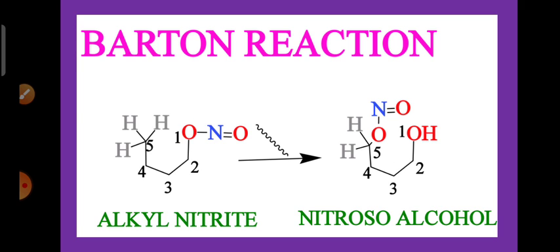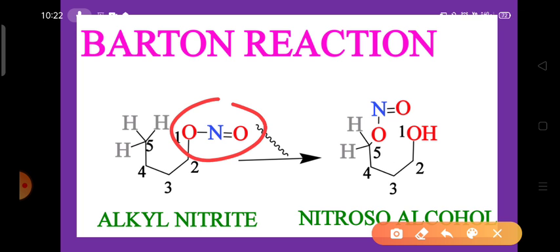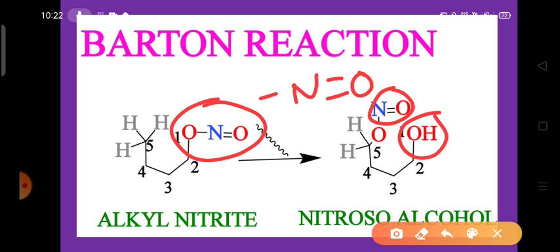Alkyl nitrites are the compounds in which ONO linkages are present. Such compounds are known as alkyl nitrites. We have to know that the NO group, N double bond O, is known as the nitroso group. In the product of this reaction, we will have one nitroso group and one hydroxy group, so the product is called nitroso alcohol. So in the Barton reaction, alkyl nitrite converts into nitroso alcohol.